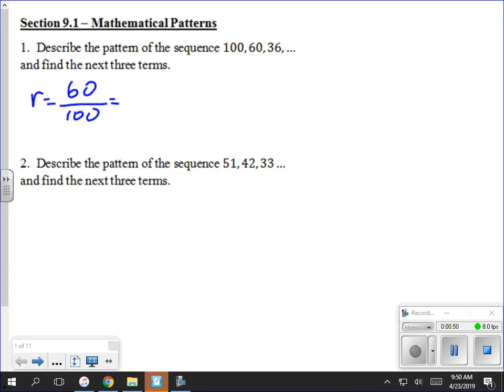Some people gave it to me as a decimal. Some people, when they were asking questions about it yesterday, as a fraction, this is 3/5. As a decimal, it's 0.6. It should be using it as a fraction. But if you gave me 0.6, I'm really not going to have too much of a hard time with that. And if I multiply by 0.6, if I take 60 times 0.6, do I get 36? I do. So this one is geometric.